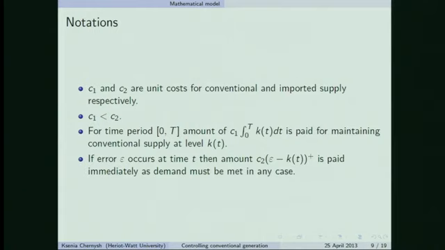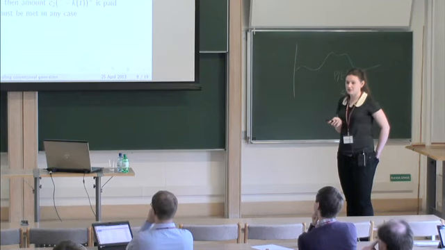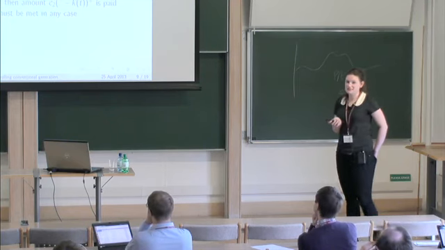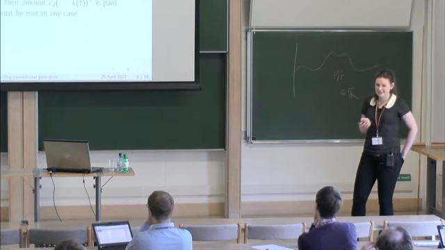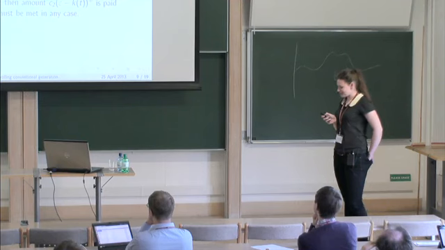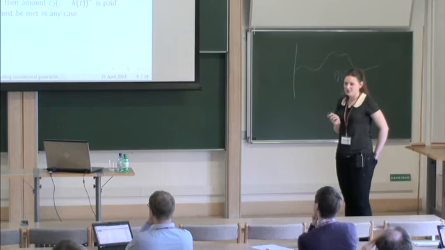Just for simplification, we assume that costs for conventional and imported power are constant. This is in general not true at all. This is totally false. But to start with, we assume that there is some C1, which is the cost for conventional generation. This is smaller than C2, and that's why we are trying to avoid purchasing from abroad.